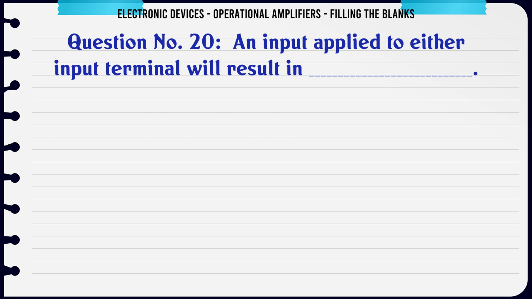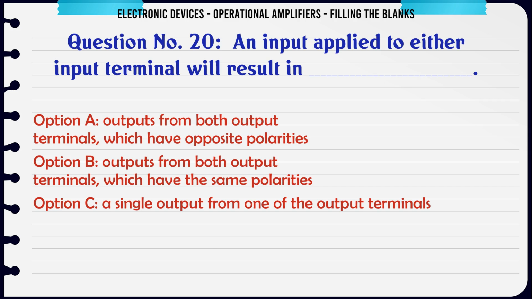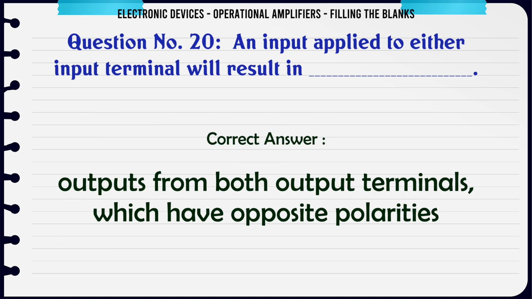An input applied to either input terminal will result in A: outputs from both output terminals which have opposite polarities, B: outputs from both output terminals which have the same polarities, C: a single output from one of the output terminals, D: none of the above. The correct answer is outputs from both output terminals which have opposite polarities.